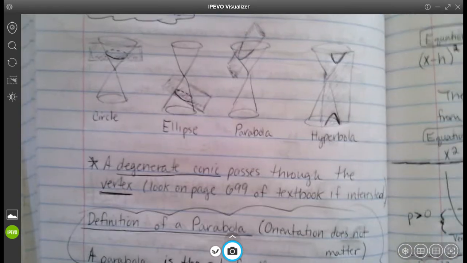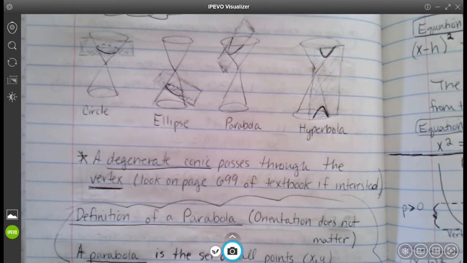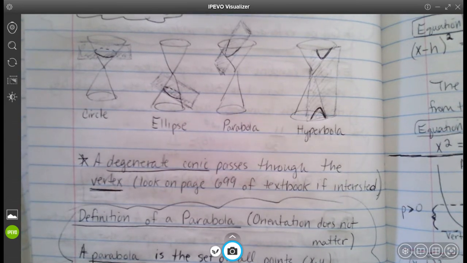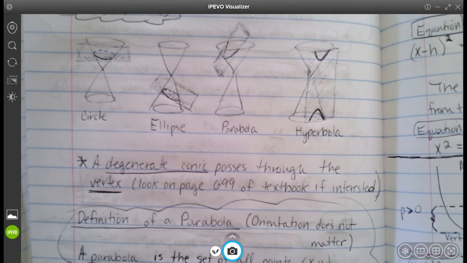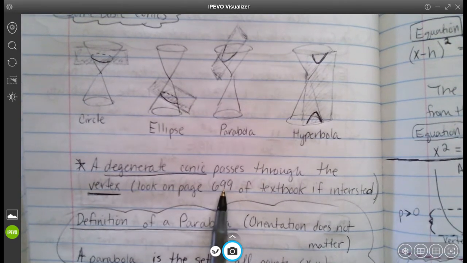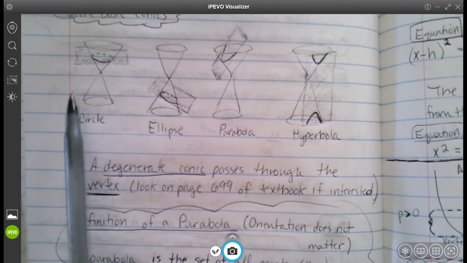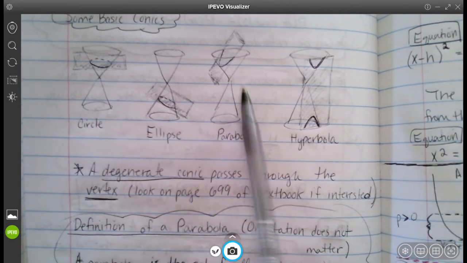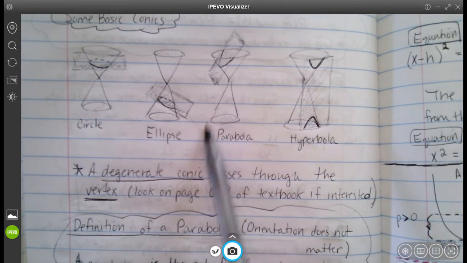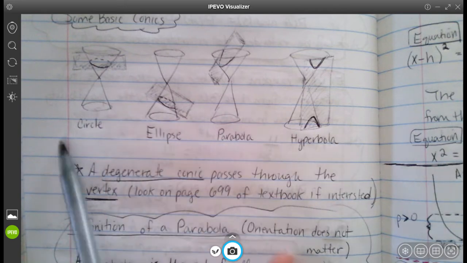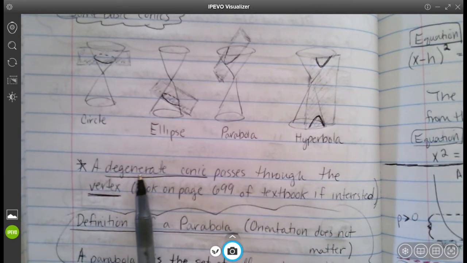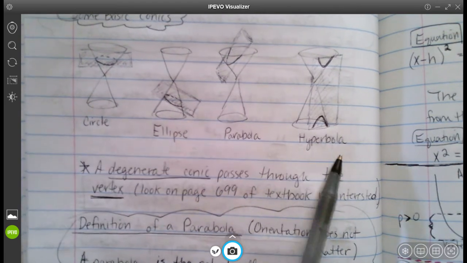We also have a degenerate conic, which passes through the vertex. I didn't draw these, and we're not going to focus on them, but if you're interested in what they look like, this is the page number to look in your textbook. Basically, it goes through the middle, slanted through here. When you do it, you end up with a point or a line or something a lot more basic than an actual shape.